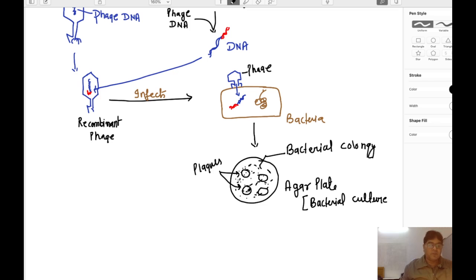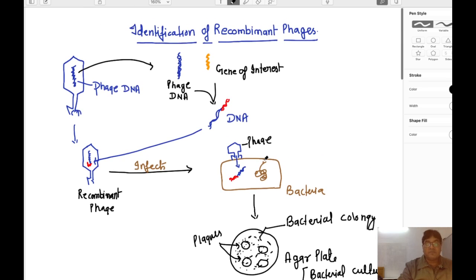These are the plaques which represent the phages, and we have to identify among these plaques which are the recombinant phages and which are the non-recombinant phages. The plaques are formed by the phages, because when this bacteria is cultured, the phages will be multiplied inside this bacteria, and these phages will form separate colonies in the culture plate, and these colonies of the phages are called plaques. In these plaques we are supposed to identify the transformant phages, which are recombinants and which are not recombinants. And we know the recombinant phages are those which have the gene of interest in them.